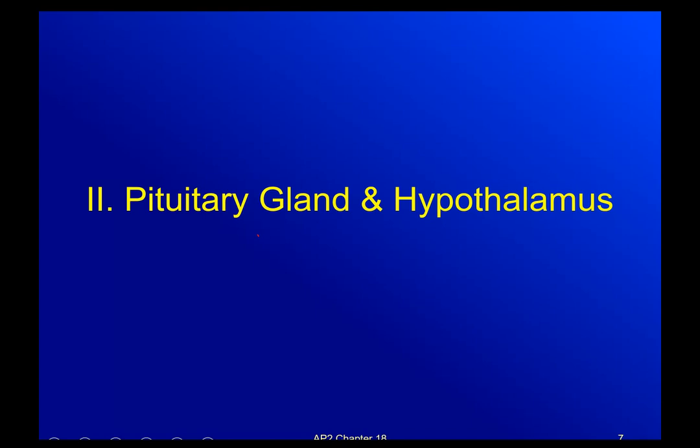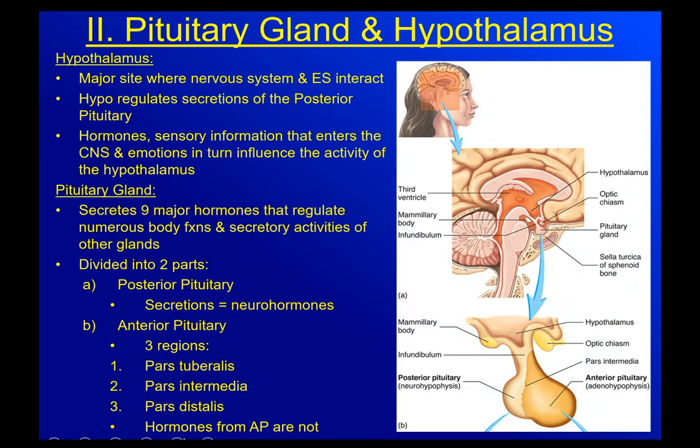So let's talk pituitary gland and hypothalamus. These two are always talked about together because they are very, very interwoven as far as function goes. So the hypothalamus is actually within the brain. So both of these things are up here in the brain, and that's just this blown up. So the hypothalamus is this area right here. Okay, pituitary is this thing down here.